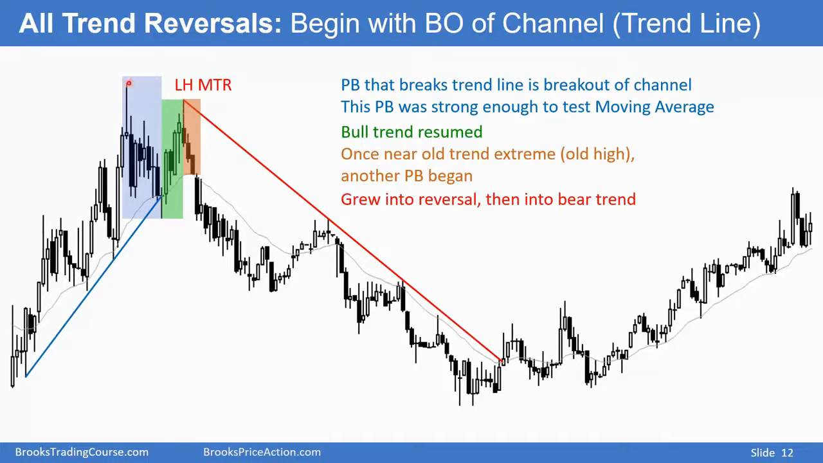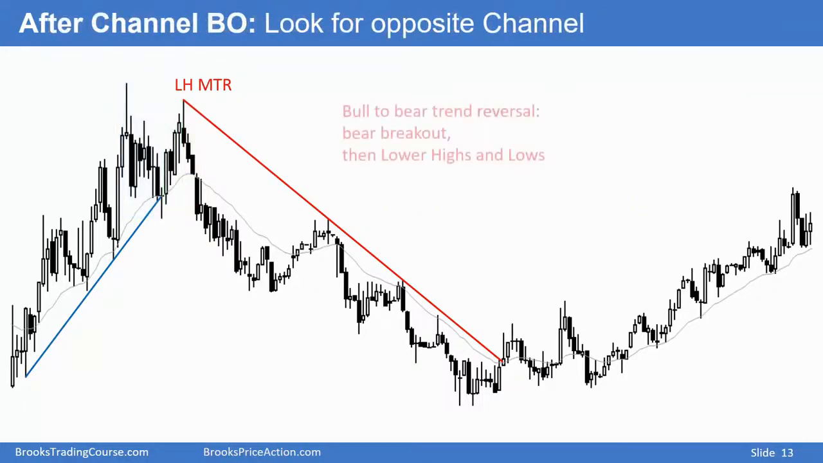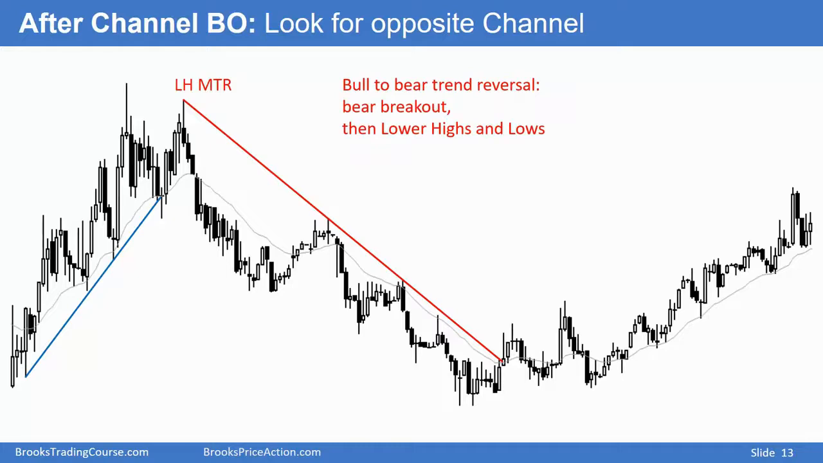Once we got near the old high, we have a second pullback that began, but the pullback kept growing and became a reversal into a bear trend. A lower high major trend reversal. All major trend reversals are types of double tops. Here it's a lower high double top and a strong reversal down into a bear trend. Bull to bear trend reversal, you need a break below the trend line, and then you need a test of the old high, and then a second reversal down.